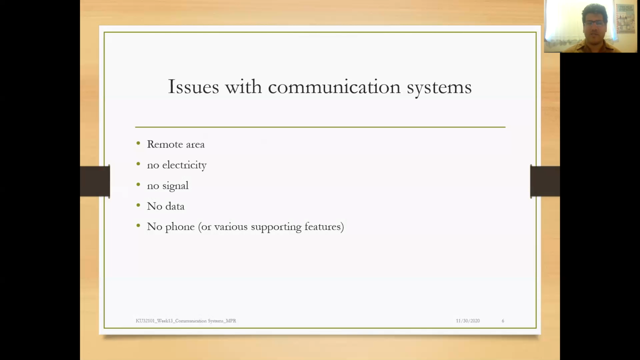So communication systems can give us a lot of connection, but they can also limit that connection sometimes. I want you to think of some more possible issues, and in the practicum session, we are going to discuss some more issues with communication systems.